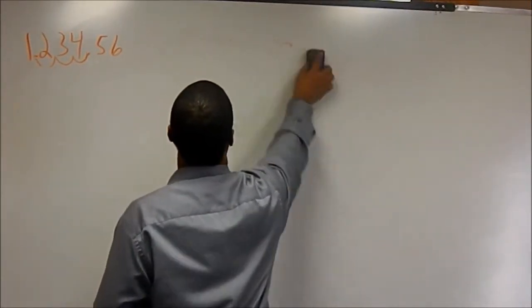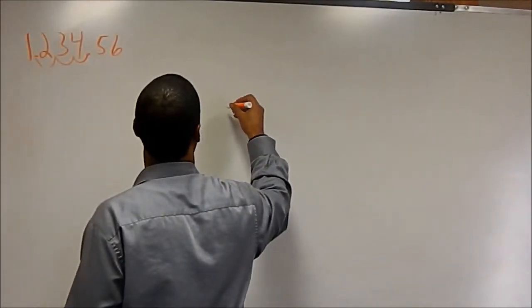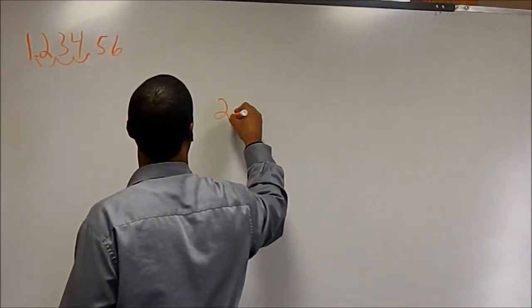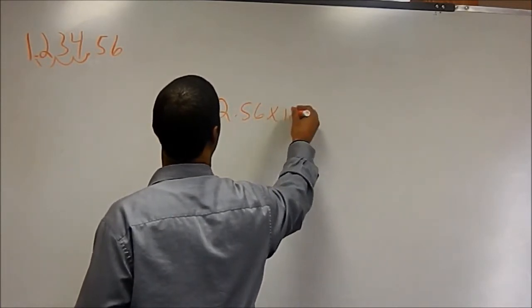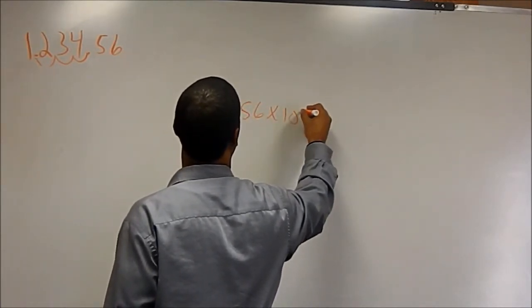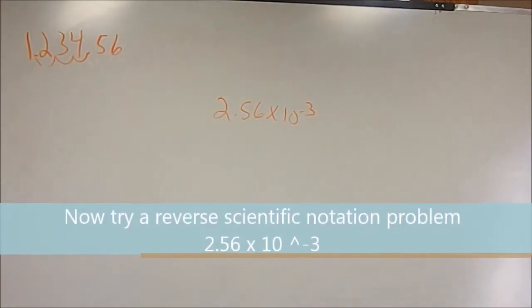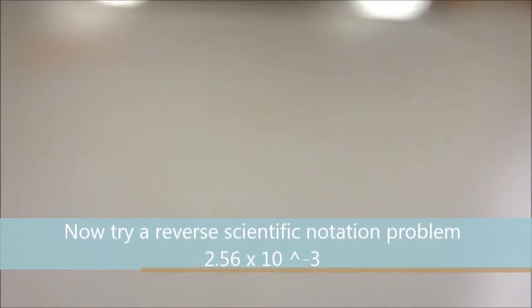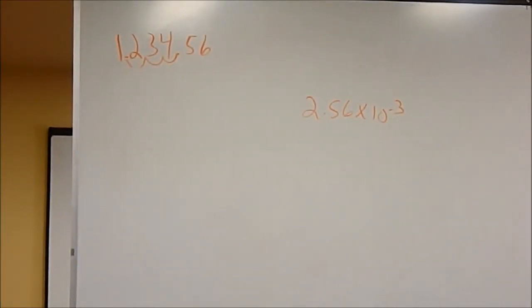Let's say we have the opposite way. Let's say we have the reverse of this problem. Let's say we have 2.56 times 10 to the negative third power. How do you think that I would write that? Because now I got to write a number. How do you think that I would write that number?